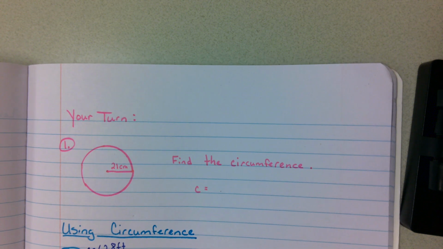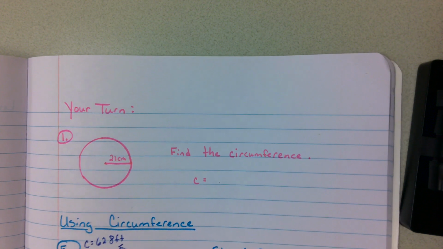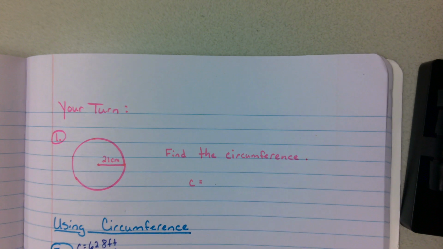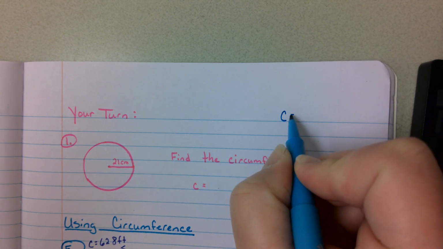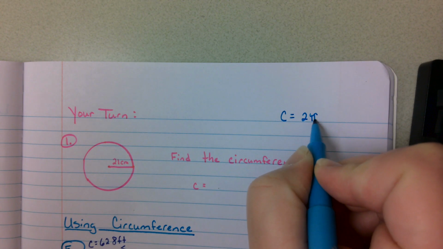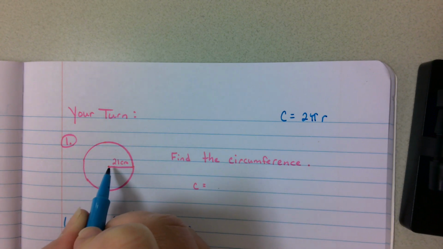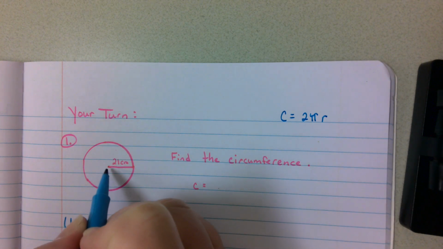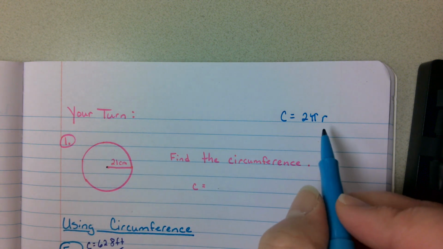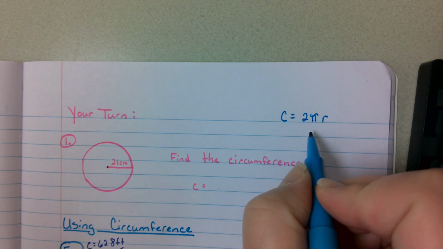All right, I've got a your turn for you. I want you to now work out and find the circumference of this circle here. All right, so what you should have done is used the formula circumference is equal to 2 times pi times radius, because we're given the radius here. That's halfway from the center to the outside edge. And it wouldn't matter which way it was drawn, as long as it goes to the very center of the circle to one edge.